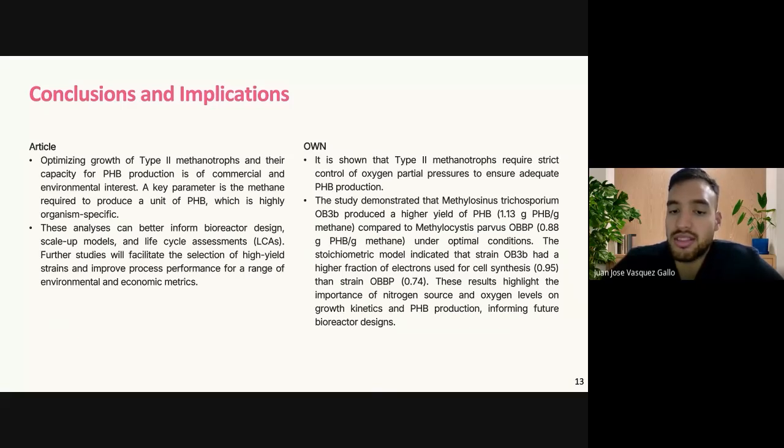The stoichiometry model indicates that strain OB3B has a higher fraction of electrons used for cell synthesis, 0.95, than strain OBBP, which has 0.74. The results highlight the importance of the nitrogen source and oxygen levels for growth kinetics and PHB production, informing future bioreactor designs. We have all these conclusions taking in mind the graphs and tables that the article has.